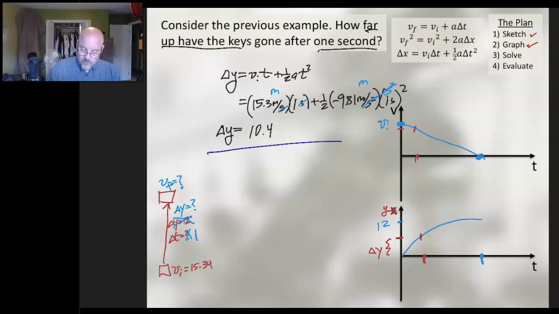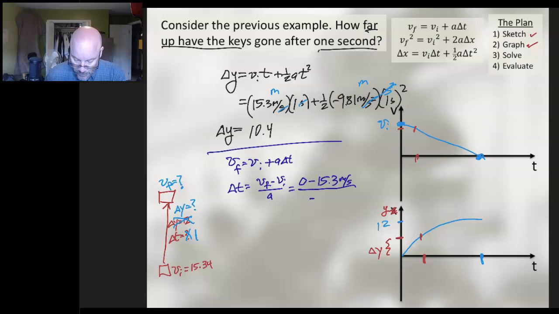Okay, now I would use Sam to do this. So if we start out with Sam, we have this guy right here, and we're looking for our time. So our delta t is going to be our VF minus VI over the acceleration. And so that's going to leave me with, well, when I get all the way to the top, 12 meters to the top, then the final velocity is 0. And my initial was 15.3 meters per second over minus 9.81 meters per second squared.